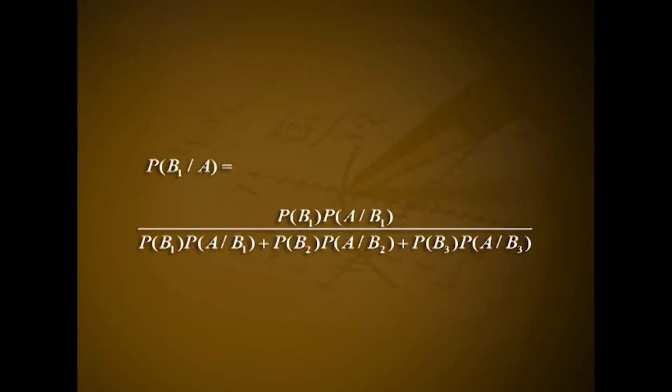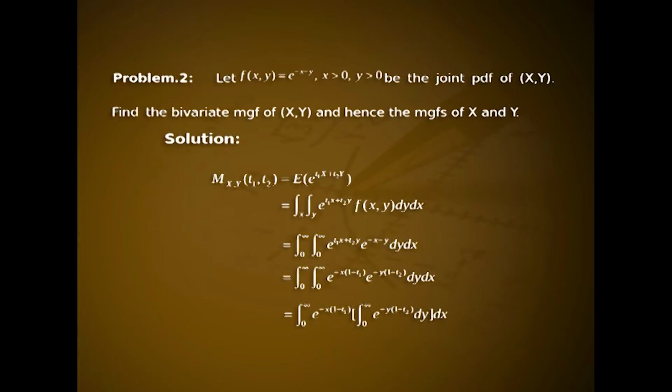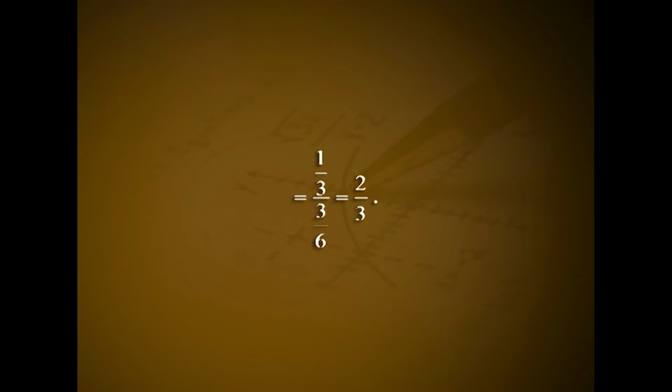By Bayes theorem, P of B1 given A equal to P of B1 into P of A given B1 divided by P of B1 into P of A given B1 plus P of B2 into P of A given B2 plus P of B3 into P of A given B3, that is equal to 1 by 3 into 1 divided by 1 by 3 into 1 plus 1 by 3 into 0 plus 1 by 3 into 1 by 2, that is 1 by 3 divided by 1 by 3 plus 1 by 6, that is 1 by 3 divided by 3 by 6, that is 2 divided by 3.